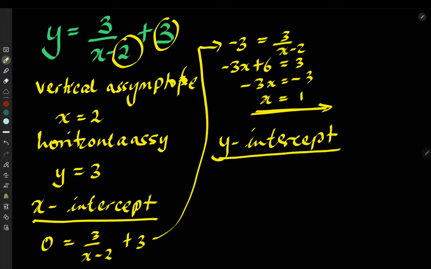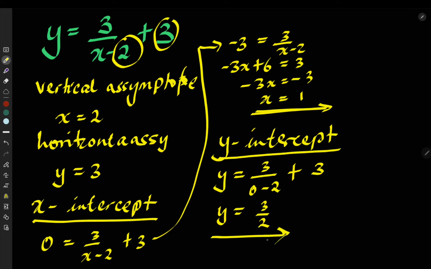So the y-intercept, you let x be 0. In the same equation, y is equal to 3 divided by 0 minus 2 plus 3. Then when you simplify that further, you realize that y is actually equal to 3 minus 3 over 2, that would be 3 over 2. So you have now your y-intercept, x-intercept, the horizontal asymptote, and the vertical asymptote. With that in mind, you can sketch this graph and get all the 10 or 11 marks for free.